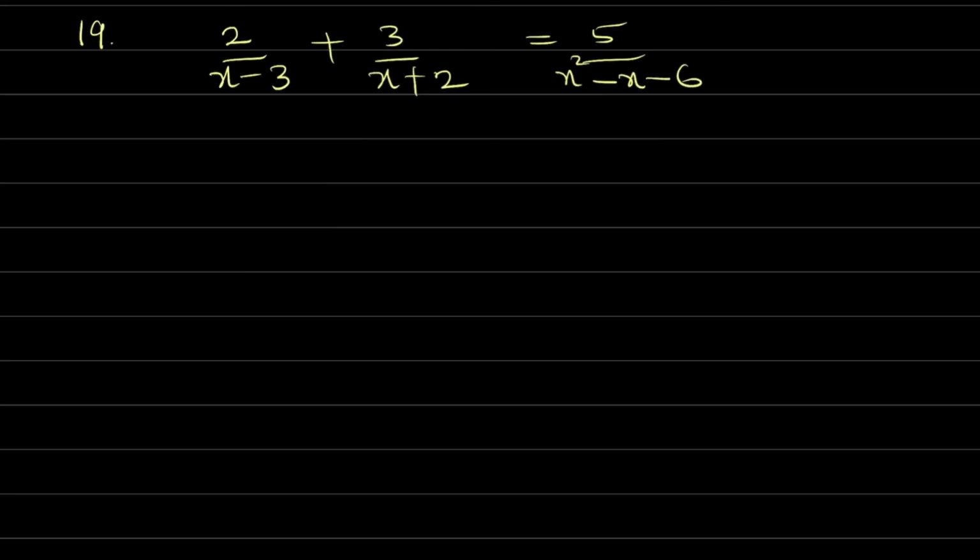The next question we'll be solving is question 19. And question 19 says we should solve the equation 2 divided by x minus 3 plus 3 divided by x plus 2 is equal to 5 over x squared minus x minus 6.